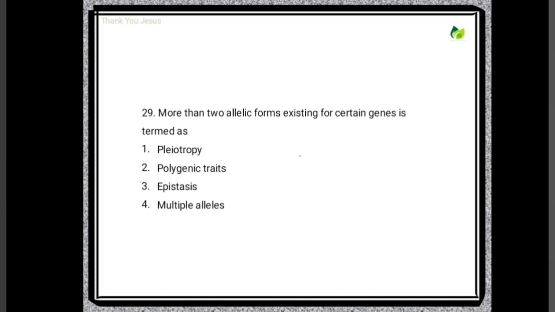More than two allelic forms existing for certain genes is termed as. Options are pleiotropy, polygenic traits, epistasis, multiple alleles. Answer is multiple alleles.